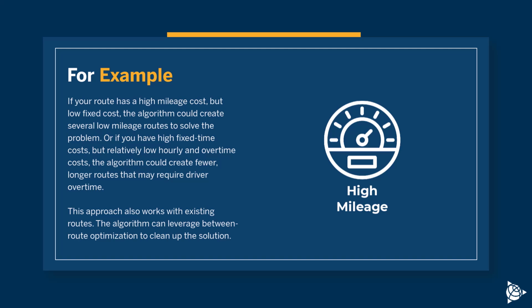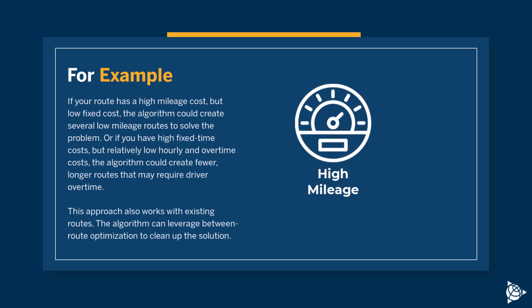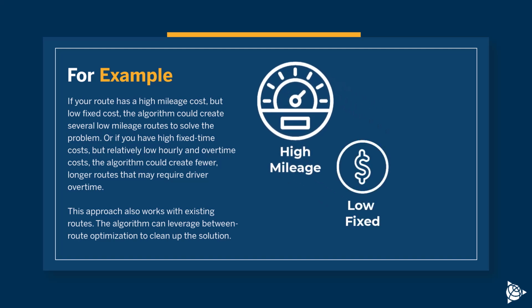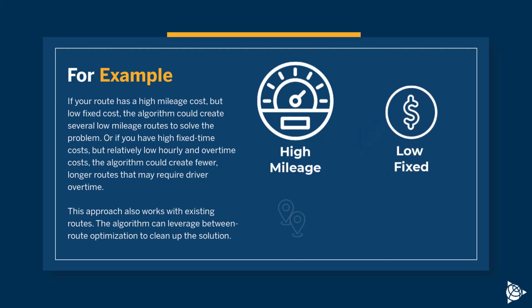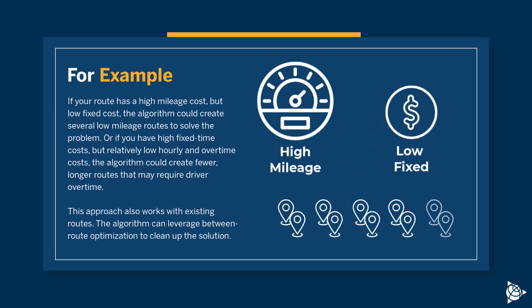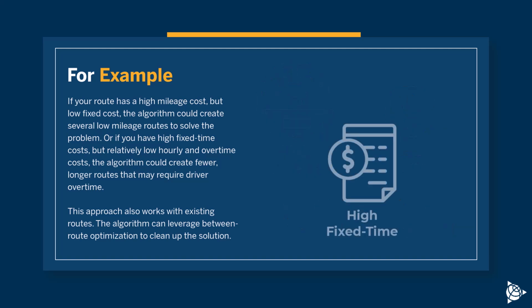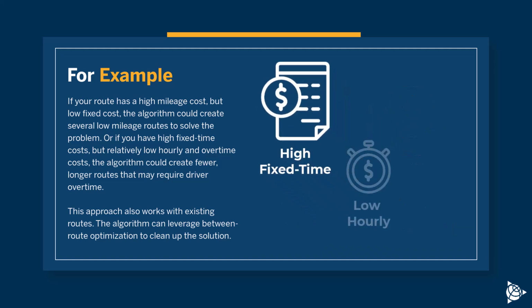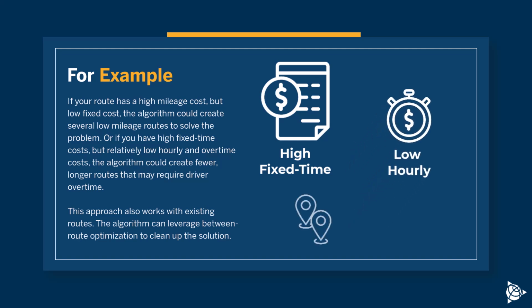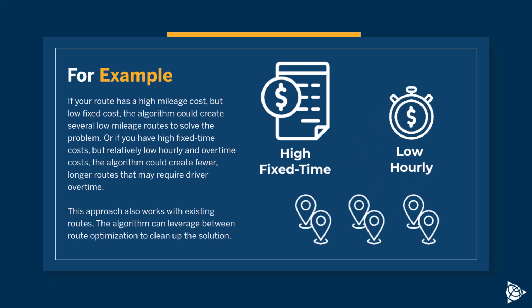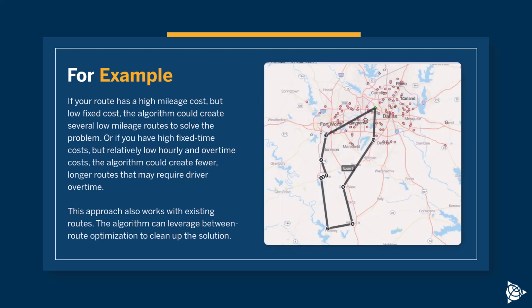For example, if your route has a high mileage cost but low fixed cost, the algorithm could create several low mileage routes to solve the problem. Or if you have high fixed time costs but relatively low hourly and overtime costs, the algorithm could create fewer, longer routes that may require driver overtime. This approach also works with existing routes. The algorithm can leverage between route optimization to clean up the solution.